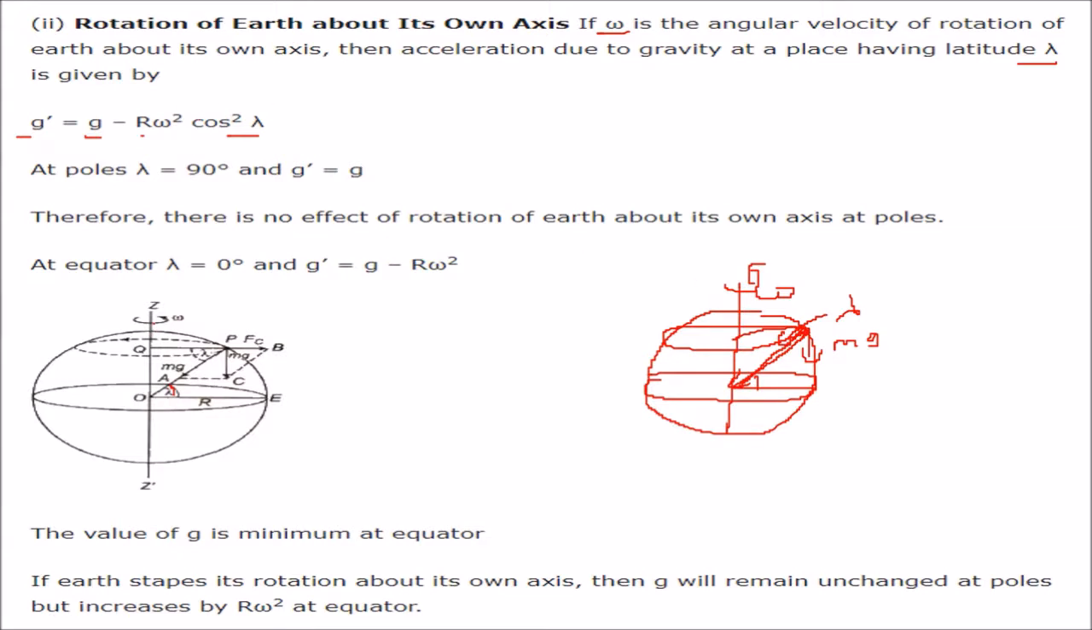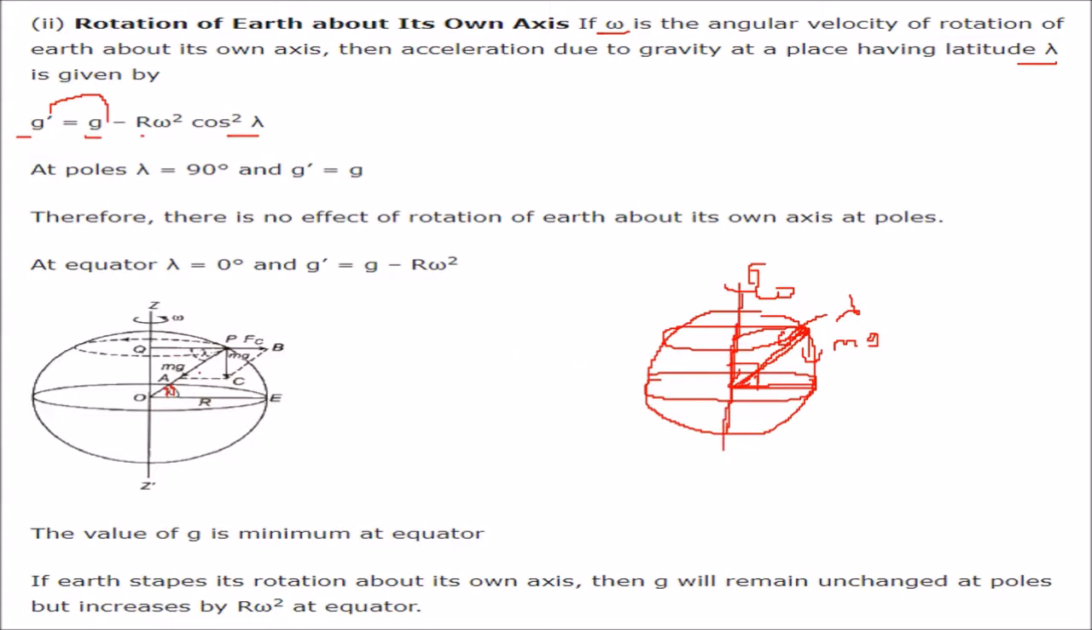When we go to the pole, lambda becomes 90 degrees. So we put lambda equal to 90 degrees. We get g dash equal to g. So there is no effect of rotation of earth about its axis at poles, because we are talking about a point on the axis itself.